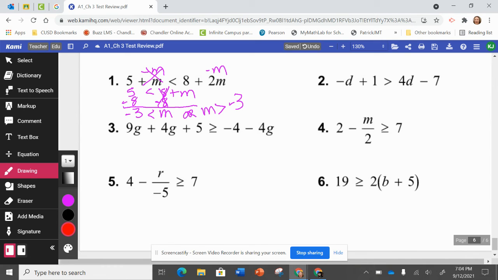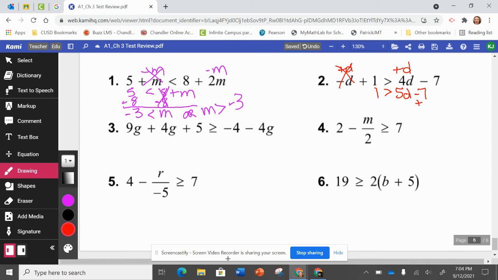So number 2, I'm going to do the same thing. I want to move my d values together. This is a negative d. The opposite is to add d. That adds to 0, so I have 1 is greater than 1 plus 4 is 5d minus 7.